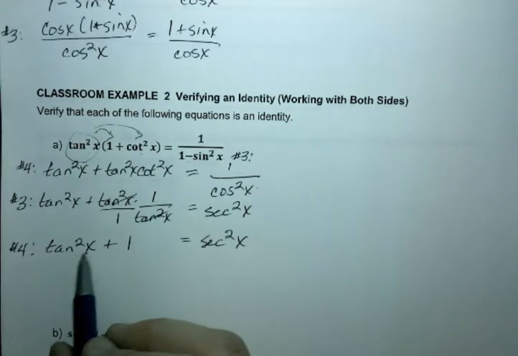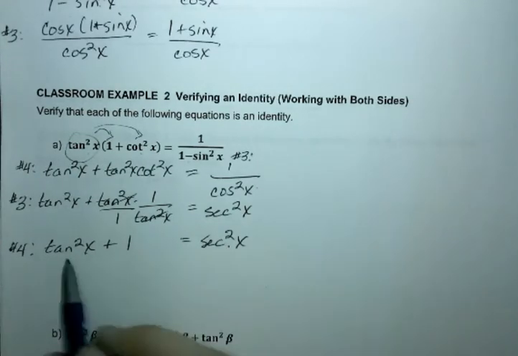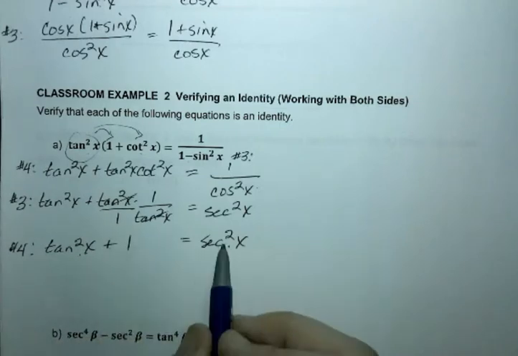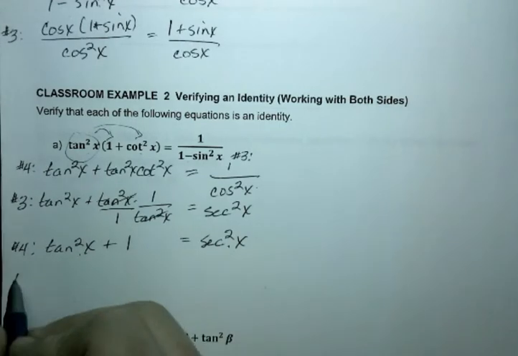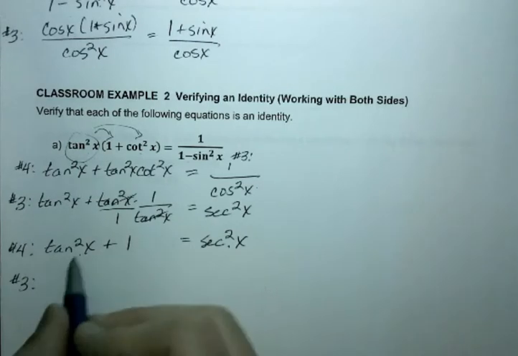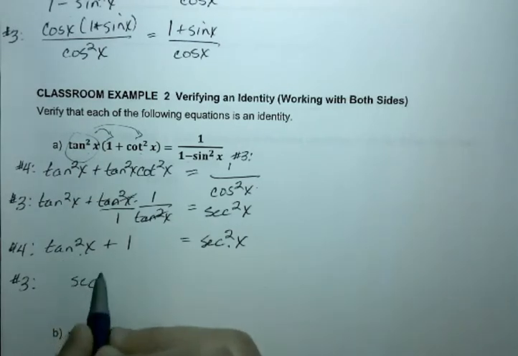Now, I've got one of my Pythagorean identities. I have tangent squared x plus 1 on this side, secant squared x on this side. So I just have to go back to that Pythagorean identity. This is equal to secant squared x.